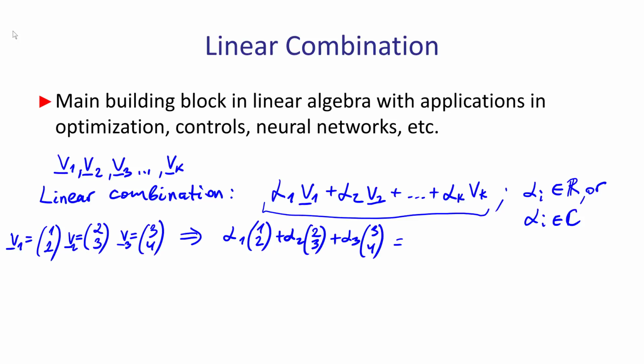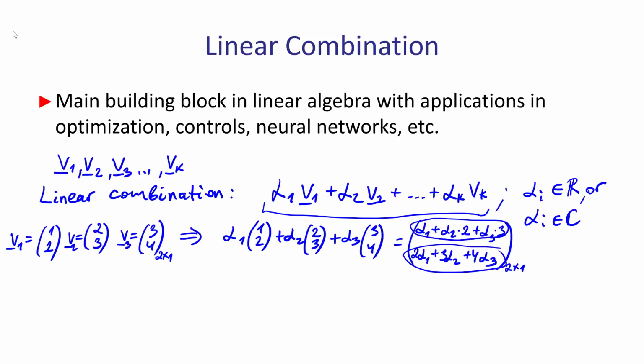Now we can put everything together. So it will be alpha 1 multiplied by 1 plus alpha 2 multiplied by 2 plus alpha 3 multiplied by 3. And the second element will be twice alpha 1 plus 3 times alpha 2 plus 4 times alpha 3. So you get a vector. The original vectors were 2 by 1, and the result is also 2 by 1, because this is just a real number, and the second one is also a real number. So you have a vector of 2 real numbers.